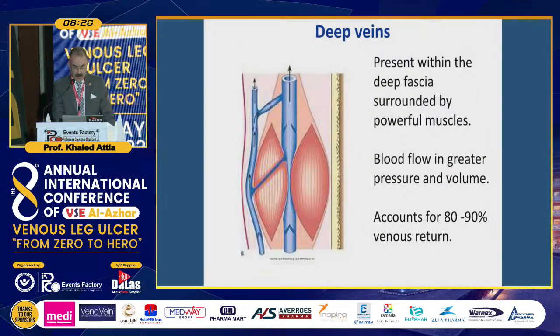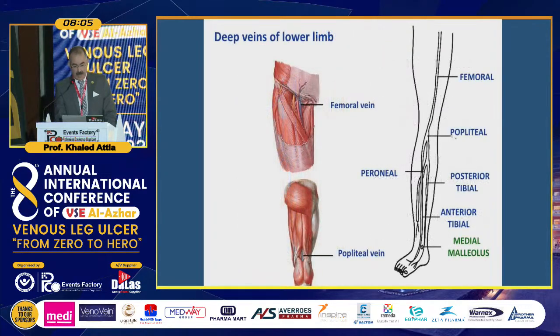Deep veins of the lower limb are present under the deep fascia, surrounded by powerful muscles. Blood flows in greater pressure and volume and accounts for 80 to 90% of venous return. Deep veins of the lower limb: femoral vein, popliteal vein, and the tibial veins, posterior tibial veins, anterior tibial vein, and the peroneal veins.